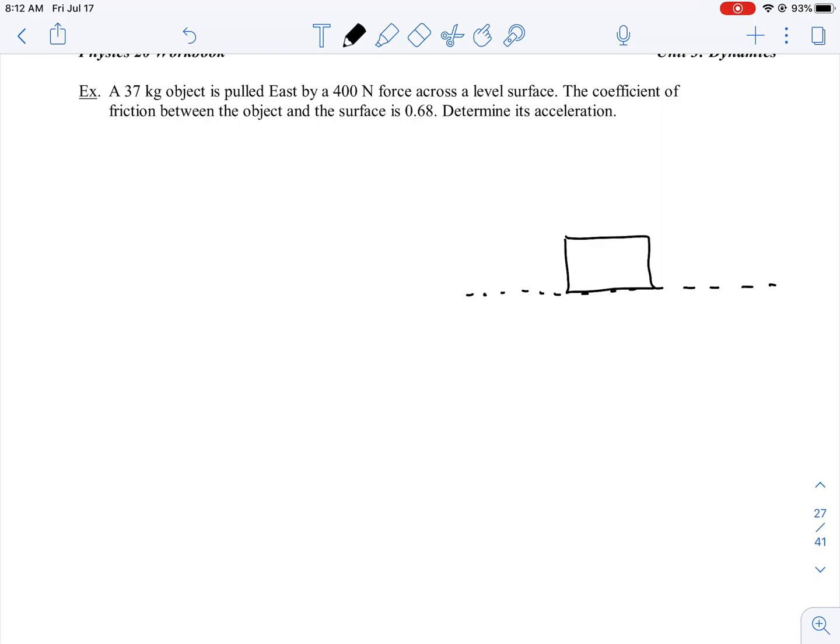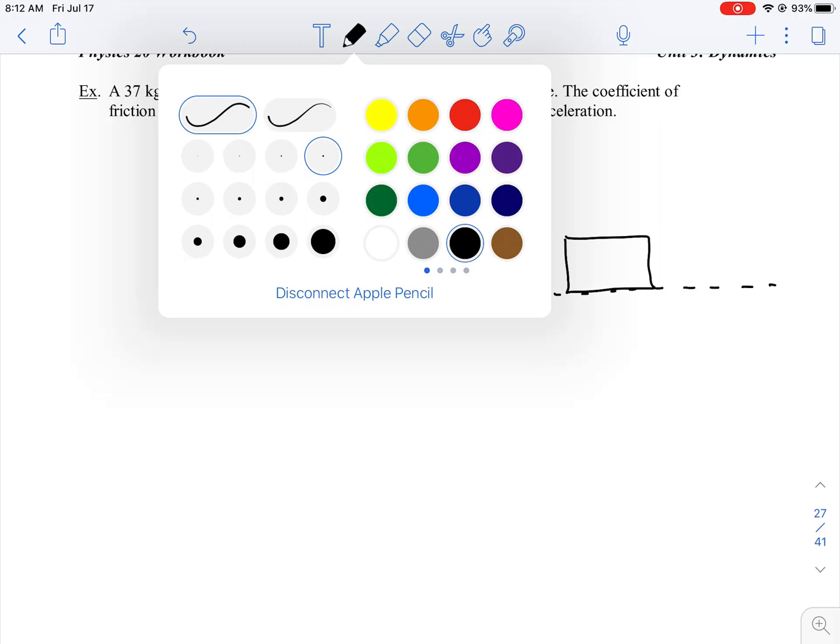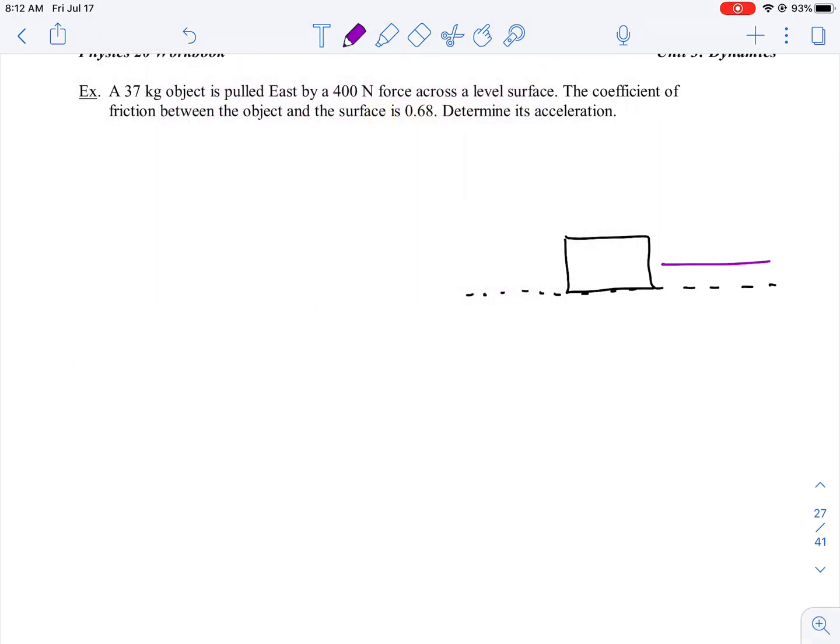And let's say it's being pulled east, and let's say east is to the right, with a 400 Newton force. So here's the applied force of 400 newtons, causing it to move to the right. So it's moving east. So separate from the diagram, it's moving towards the east. So that's the direction of the velocity. So what is the direction of the friction force? Well, friction goes opposite to the velocity.